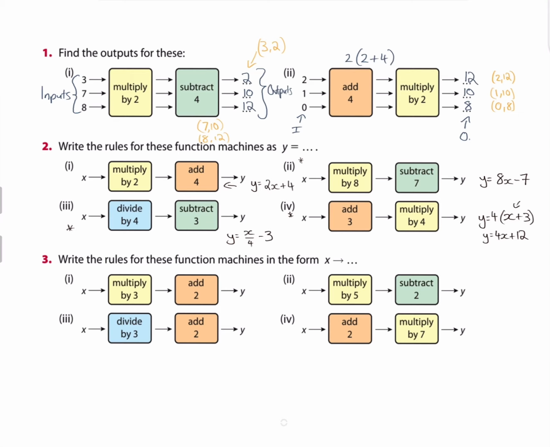Okay, now, the next one is the same type of sum again, except instead of writing your answer as y equals, I want you to write your answer as x, and then an arrow like that, and then you give your rule. And the rule is this bit here. This is the rule, okay? These are all the rules. So now instead of writing y equals, you're going to write x and an arrow.